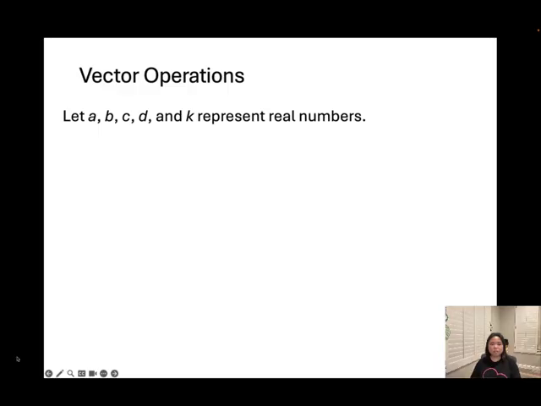Vector operations. Let a, b, c, d, and k represent real numbers. When I want to add two vectors together, you can just group the horizontal components and group the vertical components, so a plus c and b plus d. If you have a scalar multiplying the vector, this is a real number, you can just distribute it: ka and kb.